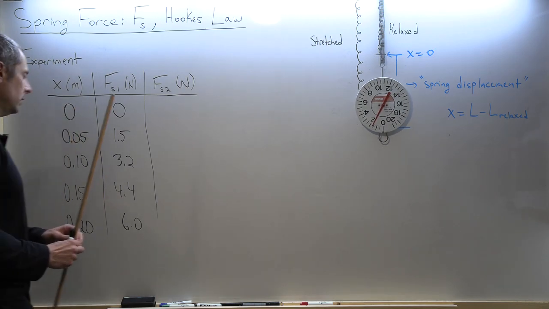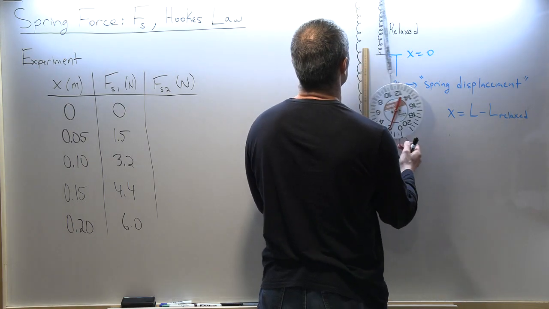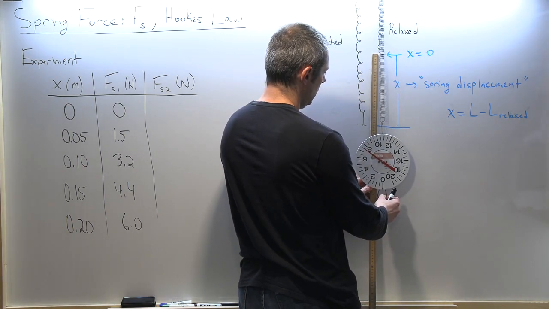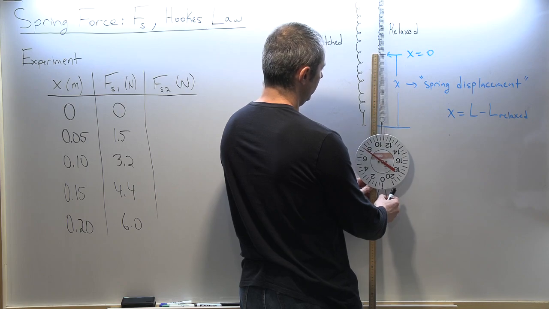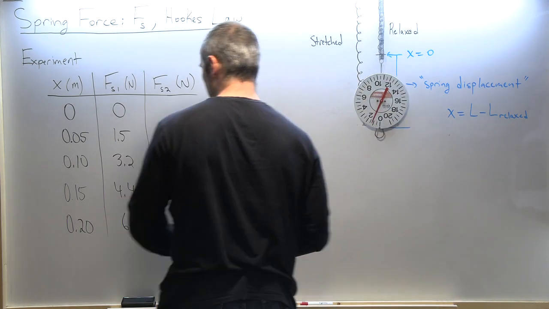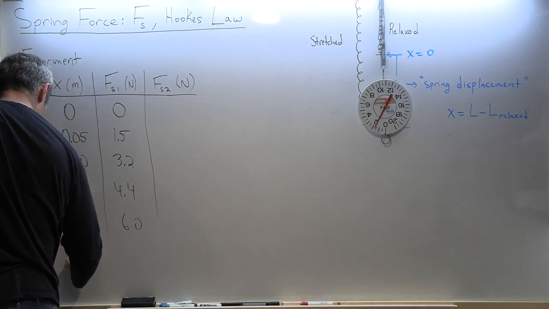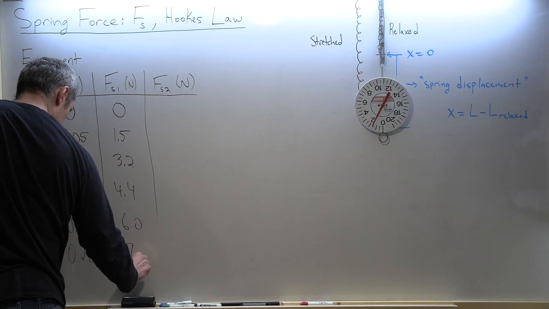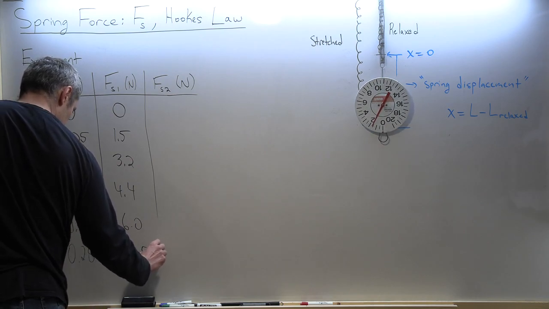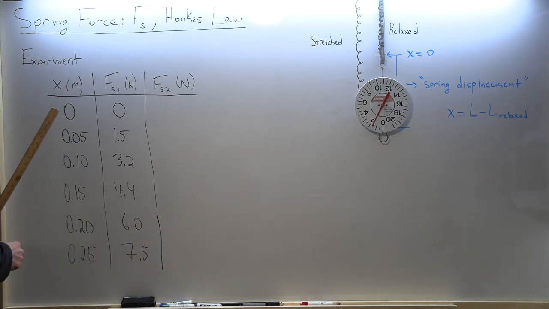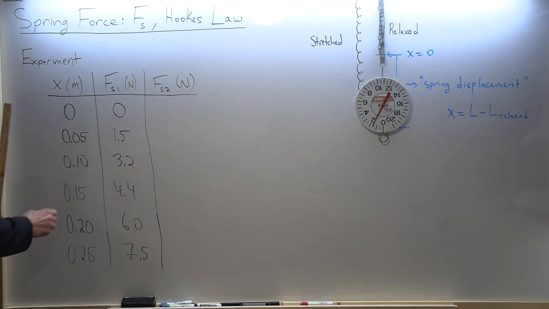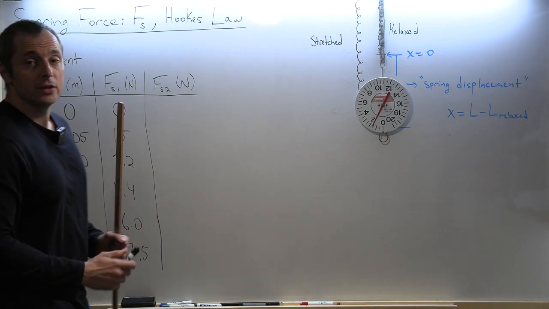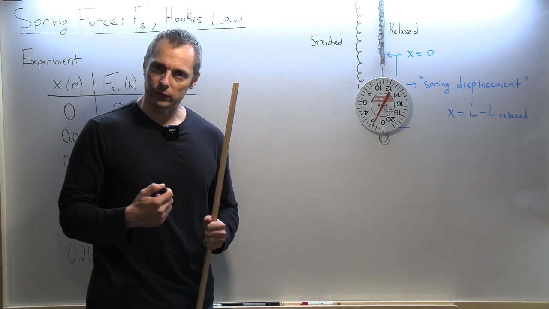And I could continue that experiment. Maybe I'll do one more. So 25 centimeters, about 7.5. Okay, 25. Not a bad pattern here. This is 5 times as long, 5 times as much force. So we are seeing a sort of linear pattern.